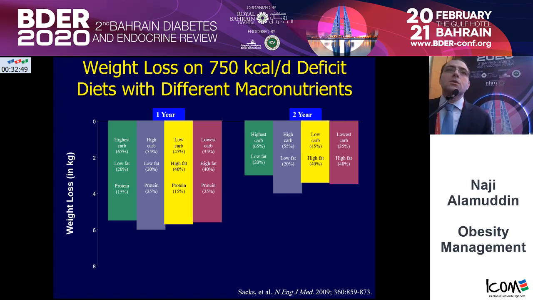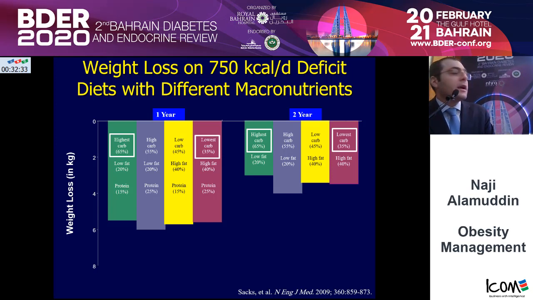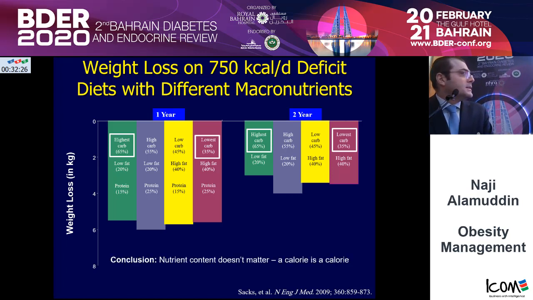Where does this come from? This is one of the many studies. This is called the POUNDS Lost study, where they randomized patients into different diets, all with the idea of having a 750 calorie deficit. But they were randomized into different macronutrients, being high carb and lower carb on the other extreme. And they followed these patients for 2 years. What you can clearly see is that the nutrient content doesn't matter. A calorie is a calorie. So based on this study, it doesn't matter as long as you're cutting down your calories.